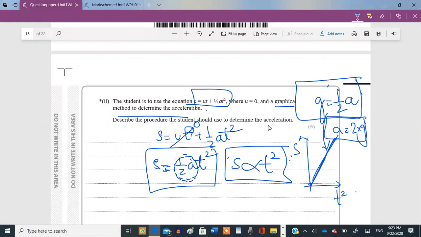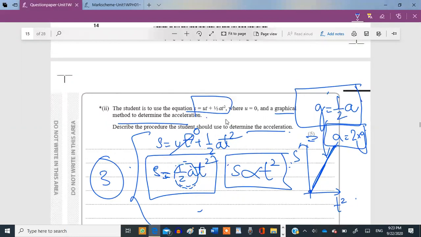So how can this procedure be used to determine the acceleration? The graphical portion has been covered. This would be approximately 3 marks. What about the remaining 2 marks out of the 5? Well, for the remaining 2 marks, you have to describe the experimental technique that he has to use.